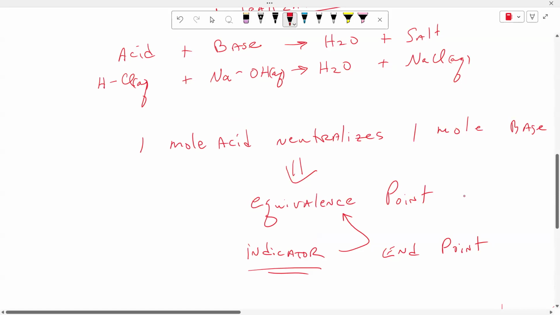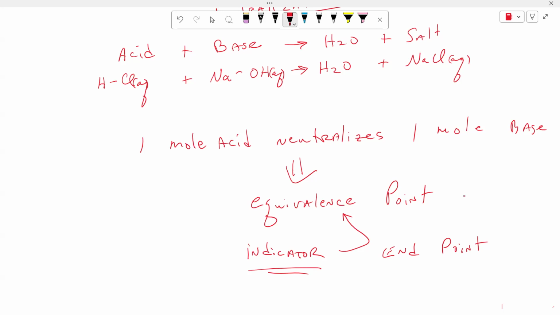Indicators are just a chemical that will change color when the equivalence point is met. Now you're going to be using a really cool indicator. It's been used for probably a century and a half. It's called phenolphthalein. It's kind of a mouthful, but it's so cool. When it reaches the equivalence point, it turns this really pretty pink. I call it Barbie pink.